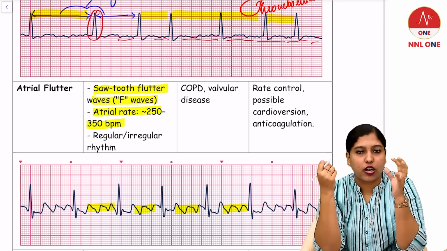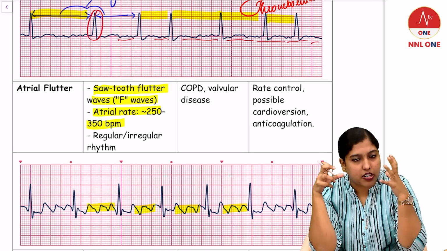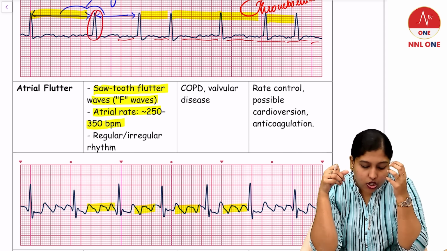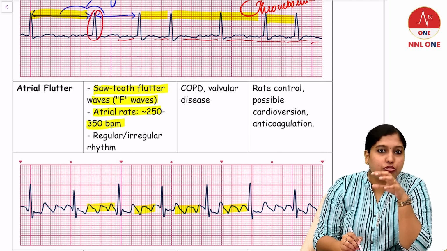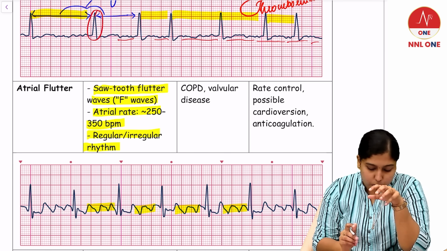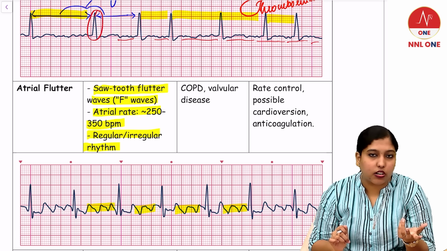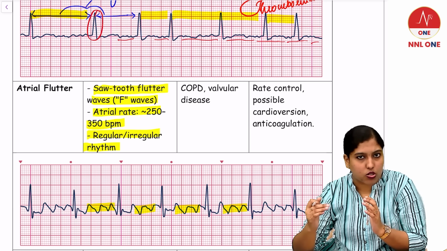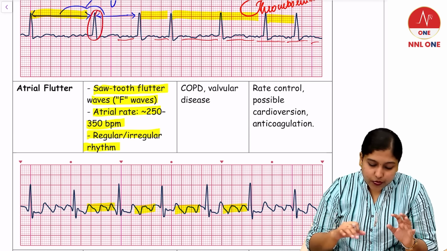But in this case, what happened? Without a proper mechanism, the atria will start contracting in a very rapid manner. That is termed as your atrial flutter, right? So here the atrial rate will be around 250 to 350 beats per minute, and it is a regularly irregular rhythm, which means there will be regular RR intervals, but it will not have a proper P wave and QRS complex like that. It has a sawtooth appearance between each wave, right? So that is the thing.